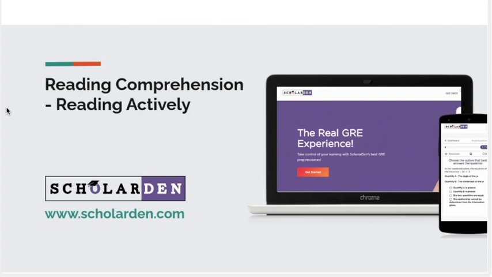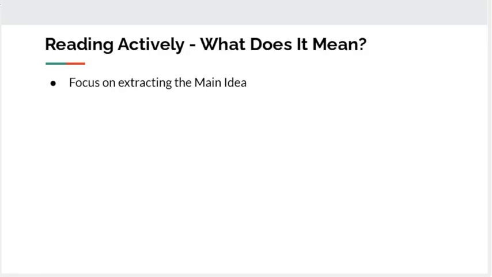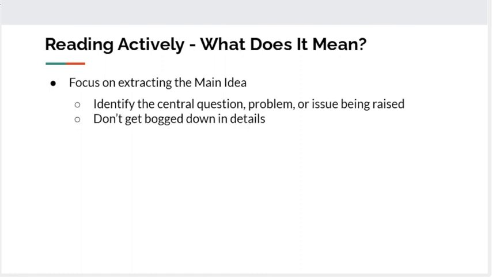So in this video, we'll talk about something that we alluded to in the previous video, and that is this idea of reading actively. First and foremost, when we talk about reading actively, we want to keep in mind the importance of extracting the main idea. So as we're reading, we want to try to identify the central question, problem, or issue that the author is raising, and we don't want to get bogged down in details.